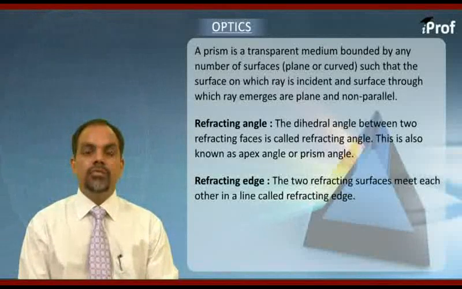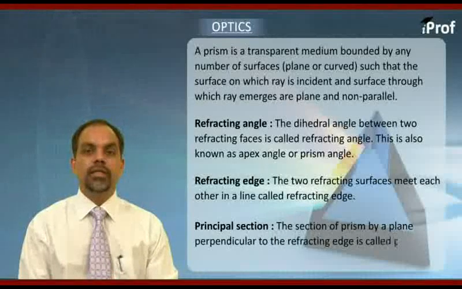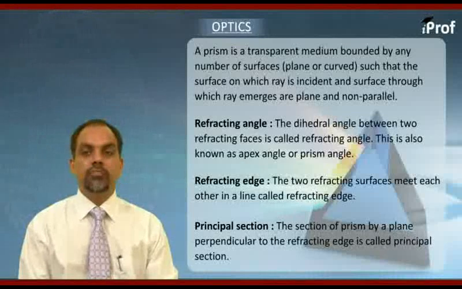There is one more word which we use, and it is the principal section. Now the principal section of prism is referred as the section of a plane perpendicular to the refracting edge, is simply the principal section.